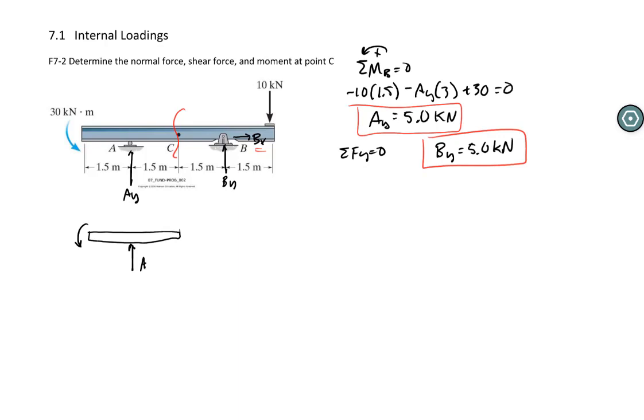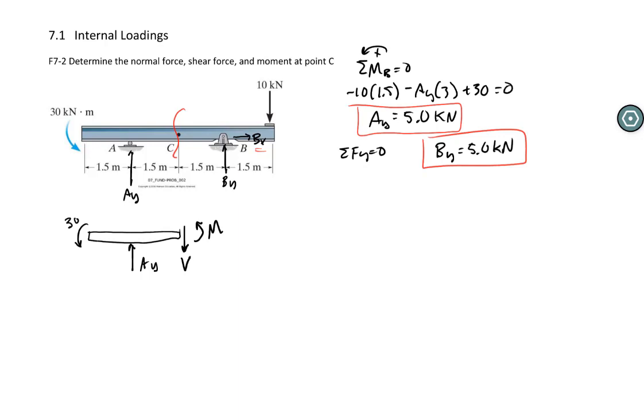Now, AY, and this is going to be 30. Let's draw what keeps this in equilibrium, and there's going to be a force here. We're going to call that shear, and a moment, which we're going to call moment at C, or a couple. All right, how can we solve that? Fairly easy. We just sum the forces in the Y and sum the moments and see what we can find.